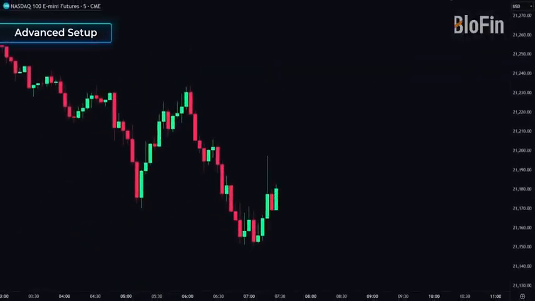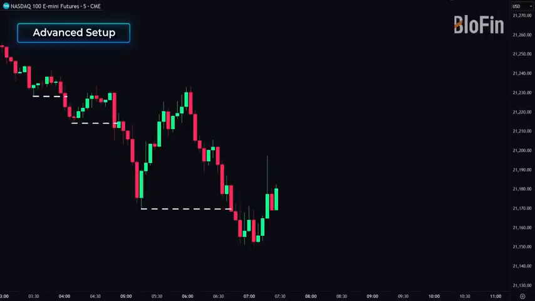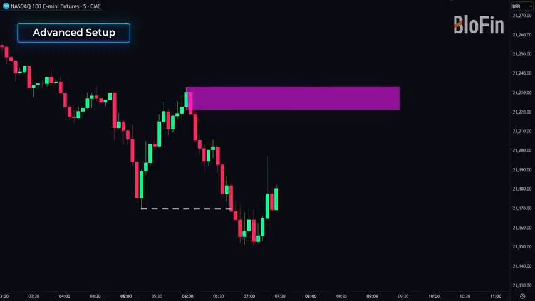In this chart, we can see that price is forming lower highs and lower lows, clearly showing a downtrend structure. There are also multiple break of structures that could be identified, but we'll focus on the most recent one, which is right here. From that break, we take the initial move that led to it and draw our supply zone.